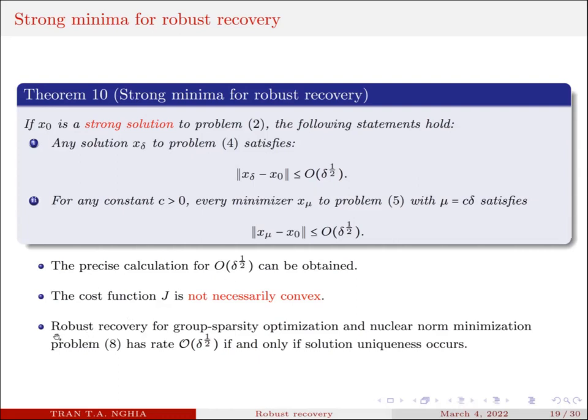And we also have a very nice result right here. You can see that for group sparsity or even nuclear norm minimization, the special class, we have robust recovery with the rate only big O of delta to the power of 1/2, if and only if the solution is unique. So I want to say that unique solution implies robust recovery, and the rate is big O of delta to the power of 1/2. So for different classes, especially for group sparsity and nuclear norm minimization.